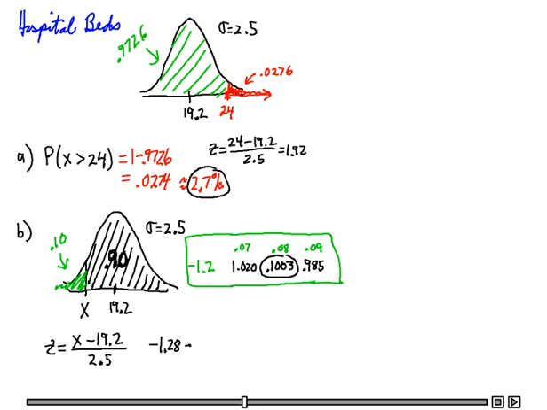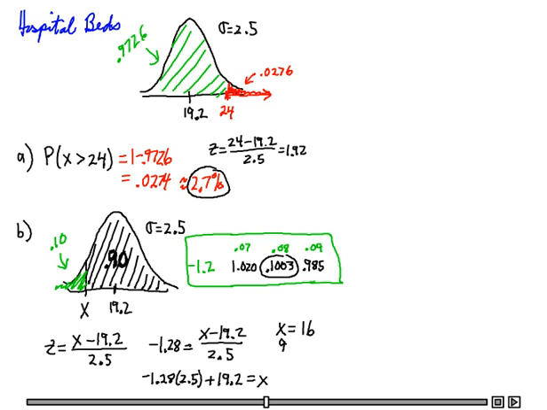1.28, and that would be equal to x minus 19.2 divided by 2.5. And then I would take negative 1.28, multiply both sides by 2.5, so it cancels on the right, and then I'm going to add 19.2. So I'm just solving the equation for x, and then x turns out to be 16.